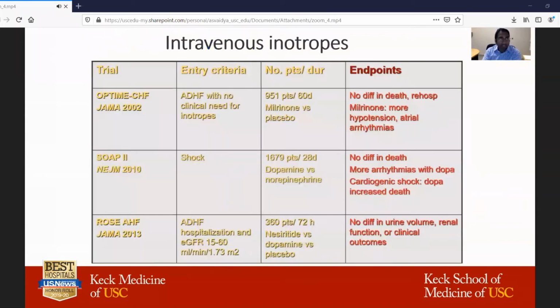So what is the evidence for IV inotropes? So there's a few trials that I kind of put up here. So OPTIME-HF basically showed that in heart failure with no need for inotropes, there was more hypotension and atrial arrhythmias, but no difference in death or rehospitalization. We already talked about the SOAP II trial, but in the ROSE-AHF trial, in patients with heart failure hospitalization, there's no difference in urine volume, renal function, or clinical outcomes.